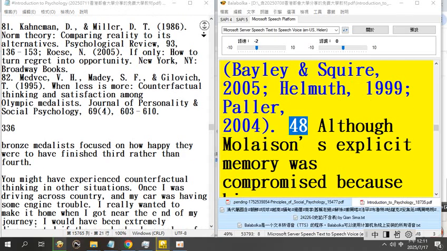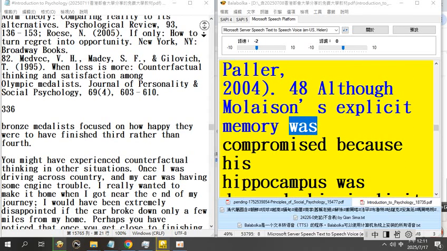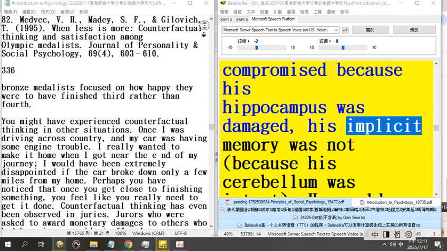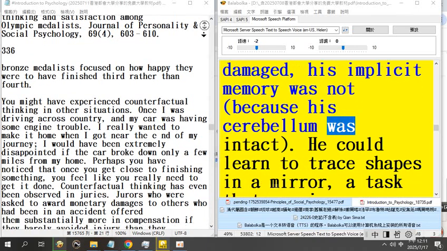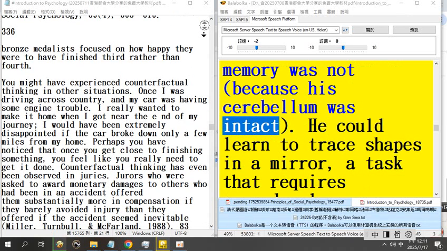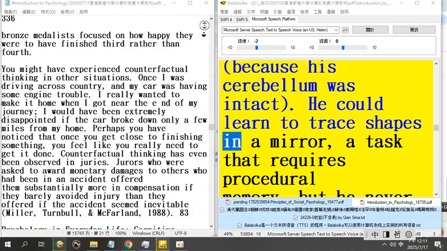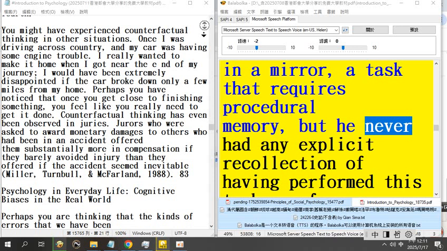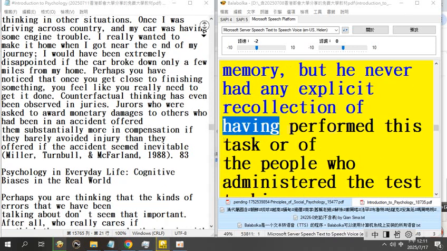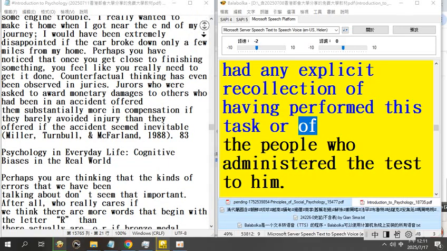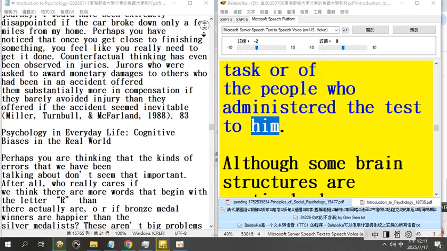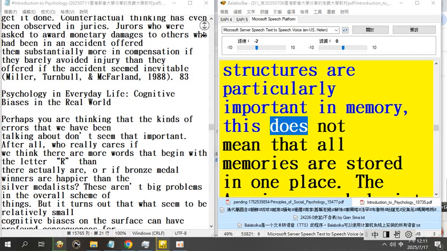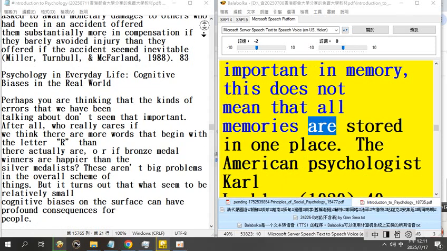48. Although Molaison's explicit memory was compromised because his hippocampus was damaged, his implicit memory was not, because his cerebellum was intact. He could learn to trace shapes in a mirror, a task that requires procedural memory, but he never had any explicit recollection of having performed this task or of the people who administered the test to him. Although some brain structures are particularly important in memory, this does not mean that all memories are stored in one place.